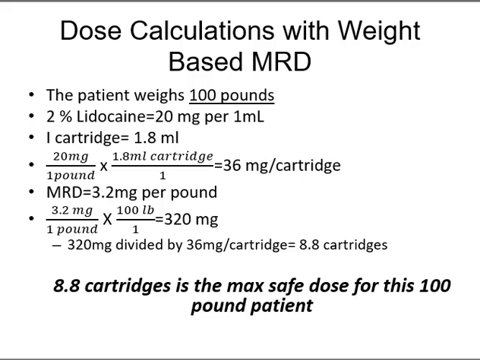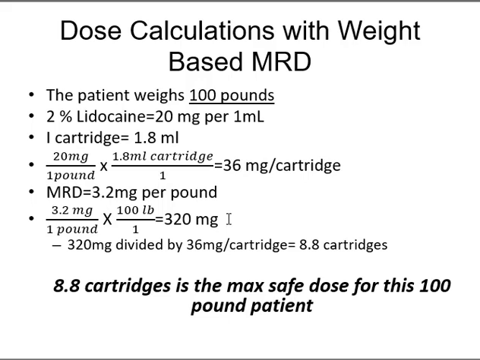Now we don't use the absolute MRD. We need to look at the weight-based MRD because the person has such a small frame. So the weight-based MRD for lidocaine is 3.2 milligrams per pound. The person weighs 100 pounds, so we multiply like this, the pounds cross off, and we get 320 milligrams. So for this 100-pound person, their maximum recommended dose of lidocaine is 320. It's not 500 because they're lightly built.